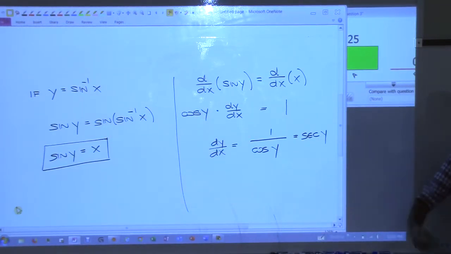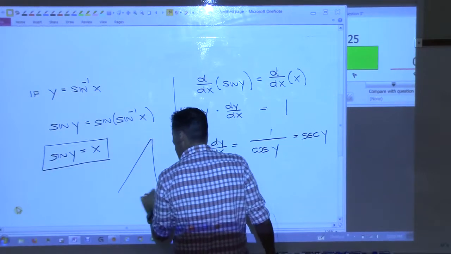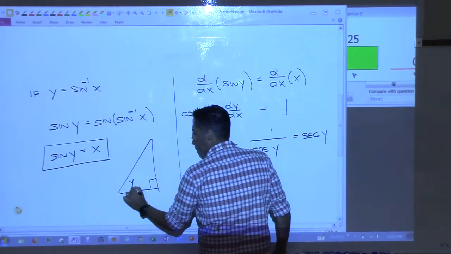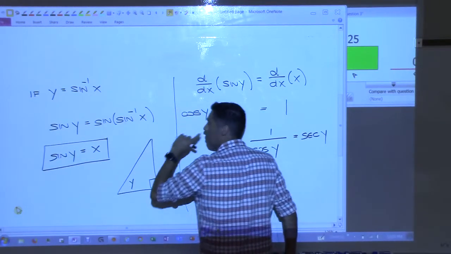I'm going to take a look at that equation, and I'm going to draw you a triangle. And I want you to take a look at this triangle and tell me if you agree with this. It's a right triangle. Call this angle y. Okay, so angle y is the angle inside of sine. Sine is which side over which side on a right triangle?